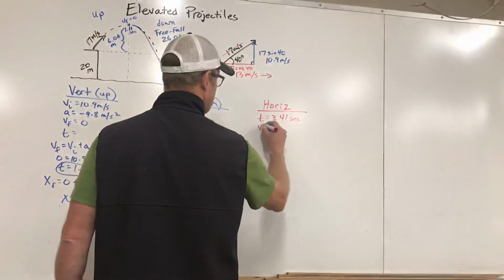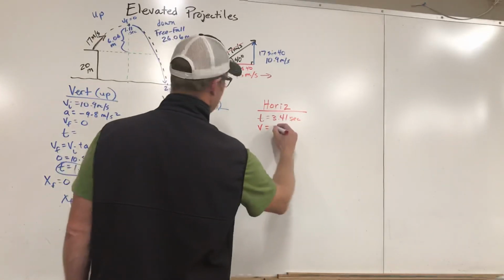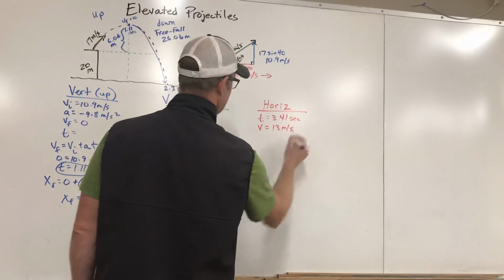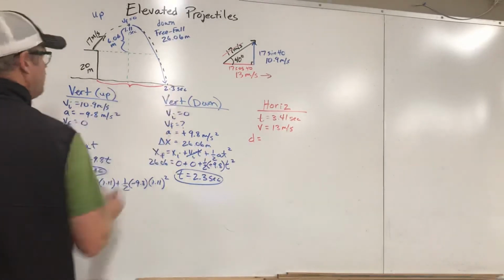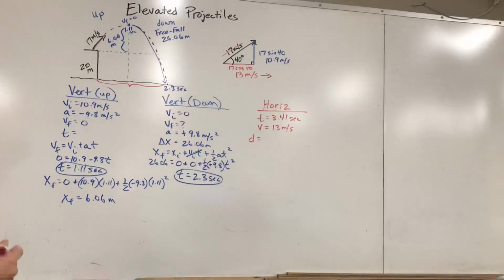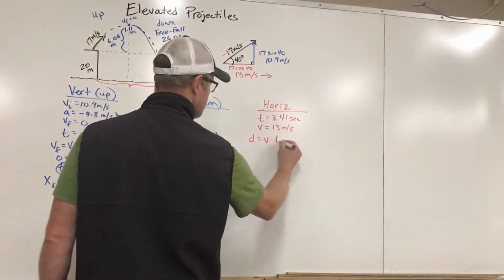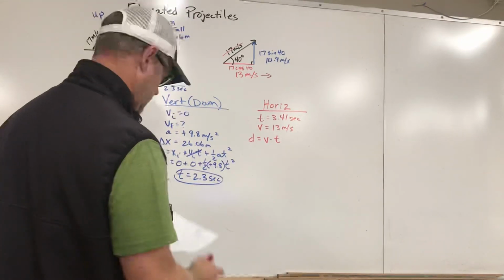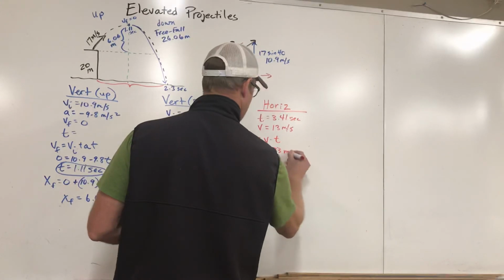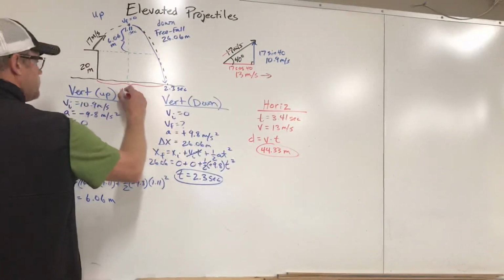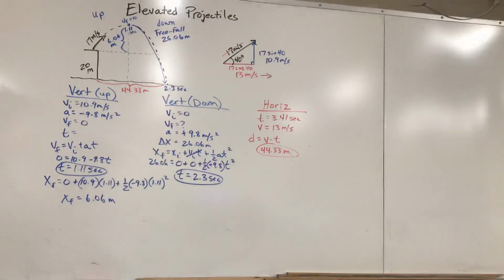I know my velocity in the horizontal direction never changes. We're ignoring air resistance, so it's not going to change. 13 meters per second. So the distance that this is going to travel, basically we're trying to figure out this right here. How far away from that building or that platform does this projectile hit? That's going to be velocity times time. I just have to multiply those together. The math's real easy. When I multiply them together, I get 44.33 meters. So this lands 44.33 meters from the base of that building.